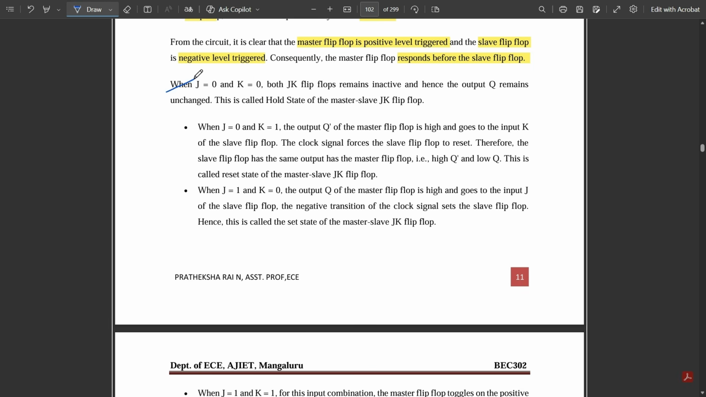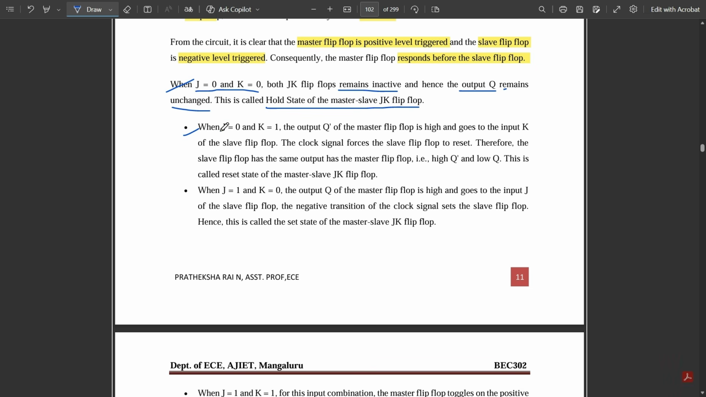For the first condition, when J equal to 0 and K equal to 0, both JK flip flops remain inactive, and hence output Q remains unchanged. This is called the hold state of the master slave JK flip flop. When both the inputs are 0, the state of the JK flip flop is inactive, and the output Q, whatever was there in the previous state, is repeated in the present state also. That's why the output remains unchanged, and this state is called the hold state. So this is for the first case.